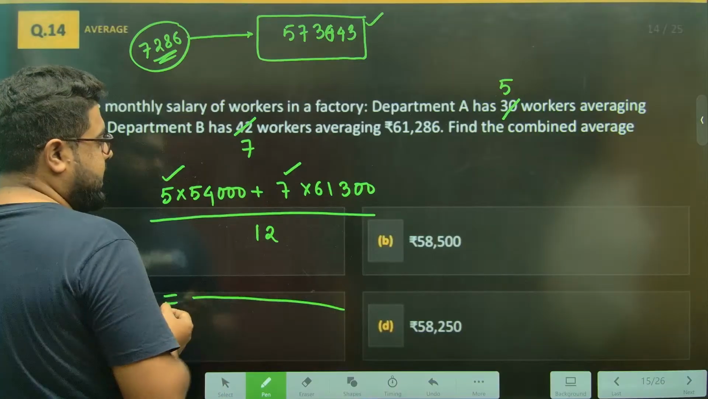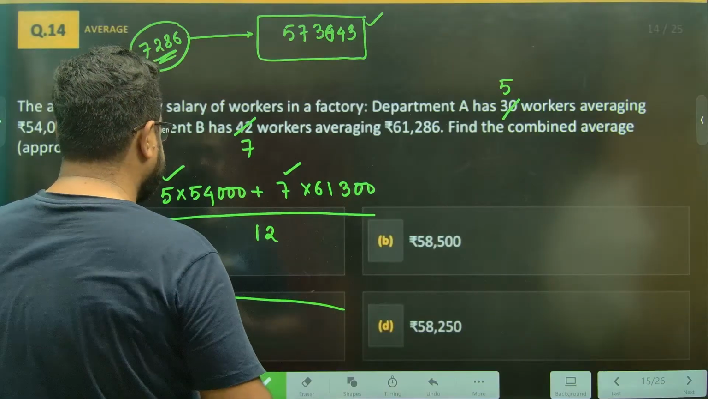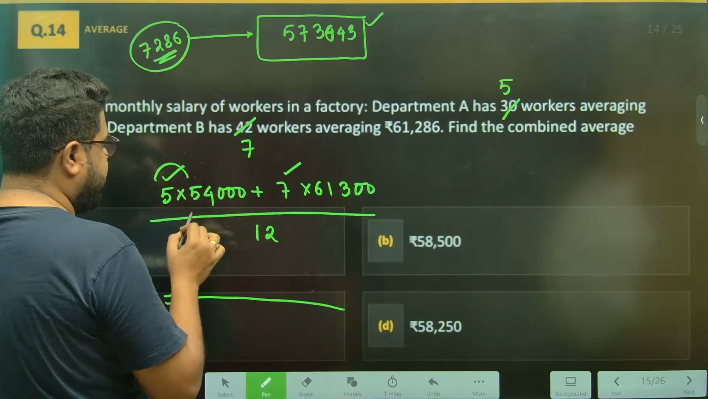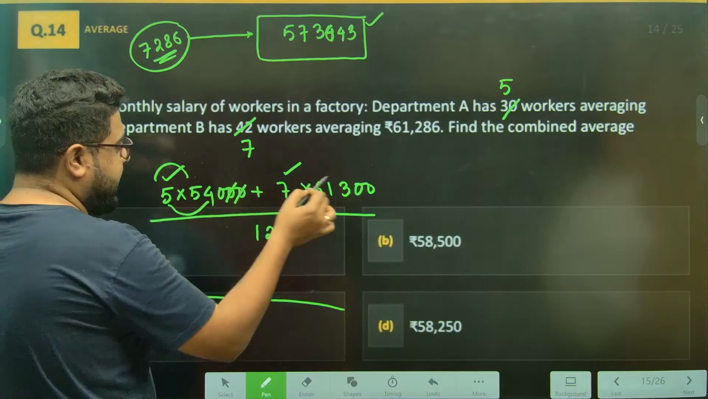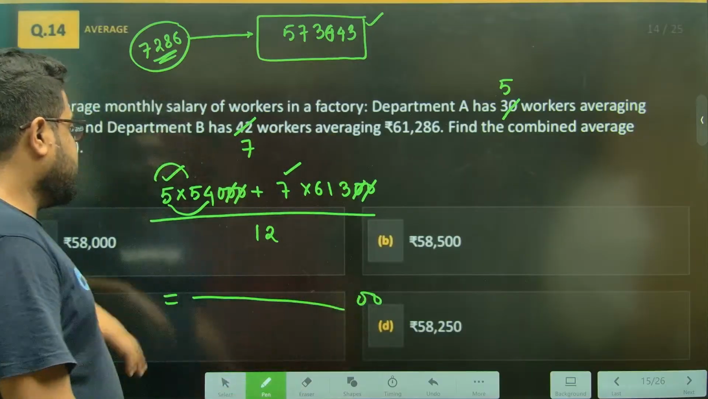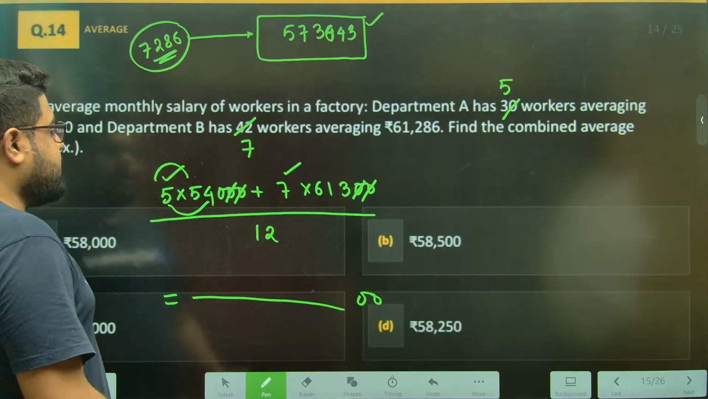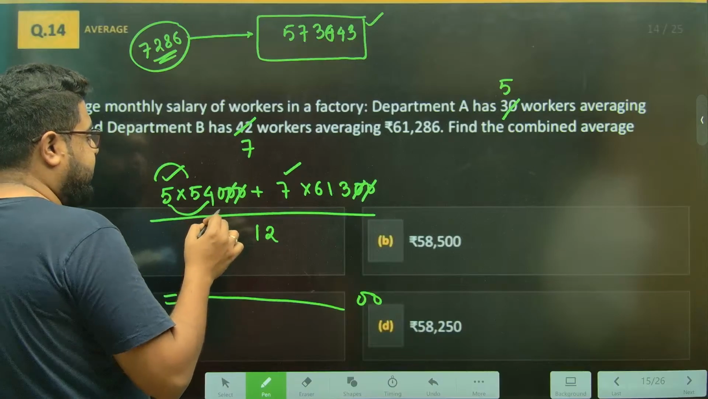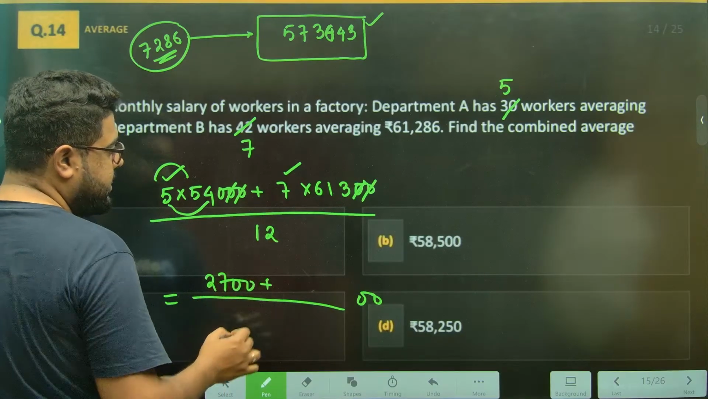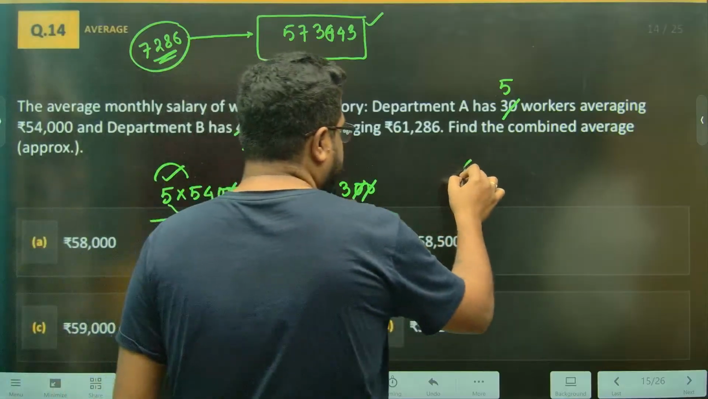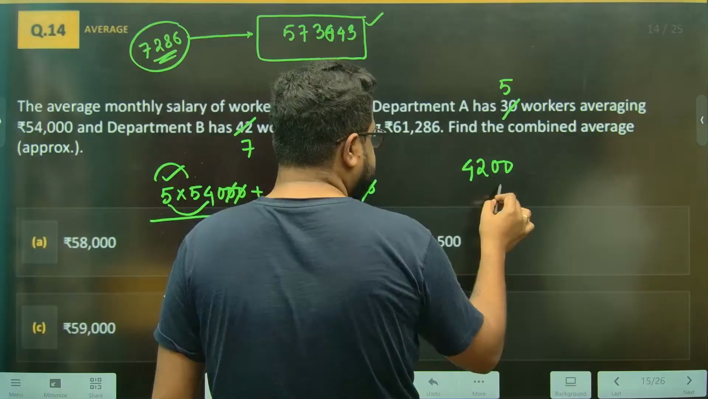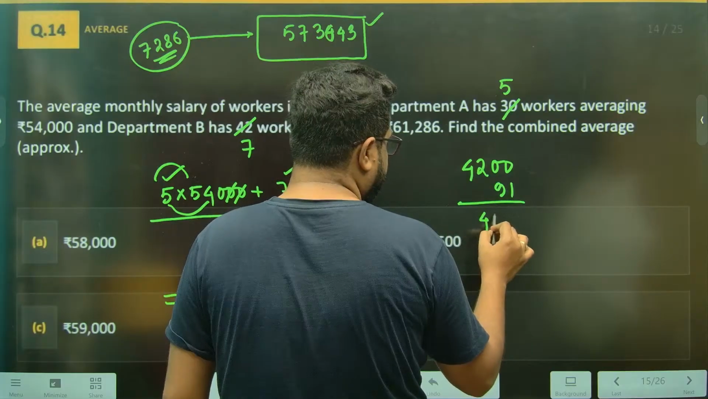Let's see what we can do, sir. Cannot do much. 250 here. So 2,50,000, 5. Achha, 00 I'm cancelling for the time being. I'll add 00 at the end. So 5 times 540 is 2,700. 6 sevens are 42. 7 13s are 91. 4291.